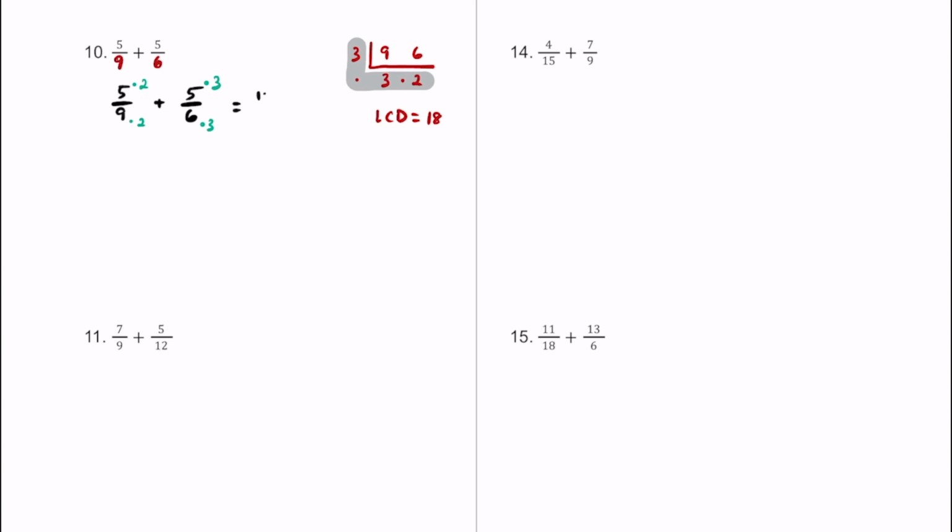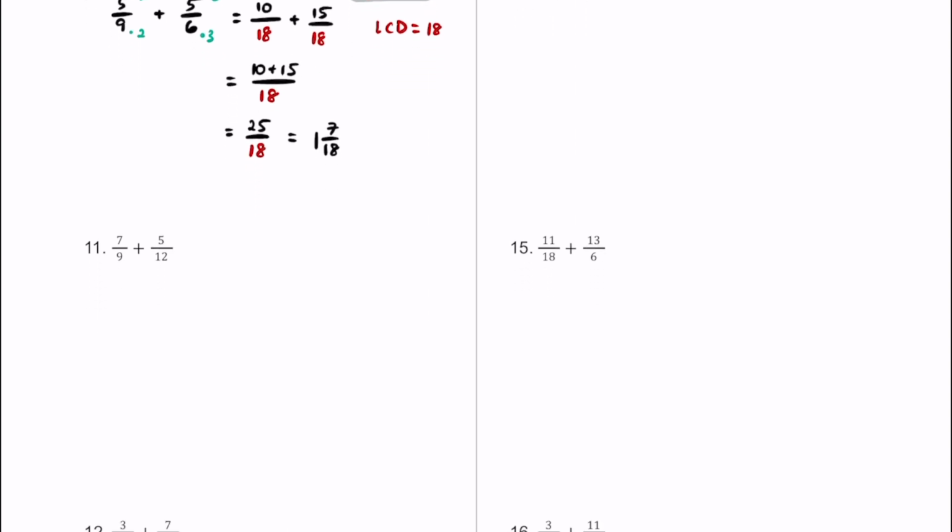For the first one, that's going to be 10 over this 18. And then for the second fraction, I believe that's going to be 15 over this 18. All right, so we have common denominators. Let's go ahead and add them. So we have 10 plus the 15. 10 plus 15 is going to be 25. So we have 25 over 18. And I believe that's our final answer as an improper fraction, but as a mixed number, it's going to be 1 and 7/18.